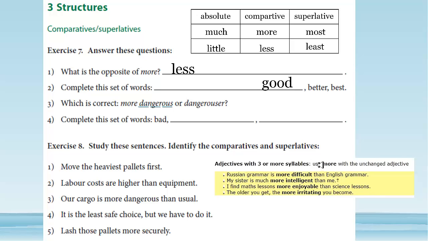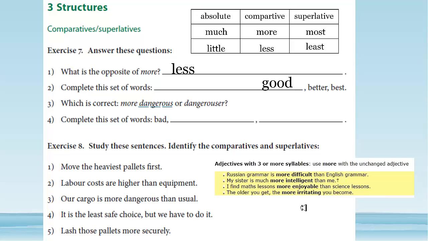You never put -er. So Russian grammar is more difficult than English. My sister is much more intelligent. I find math lessons more enjoyable. And the older you get, the more irritating you become. I hope that's not true. But all 4 of these words: difficult, 3 syllables; intelligent, 4; enjoyable, that's actually 4; irritating, that's 4 there. So when you have multiple syllables, don't add -er, just put more.